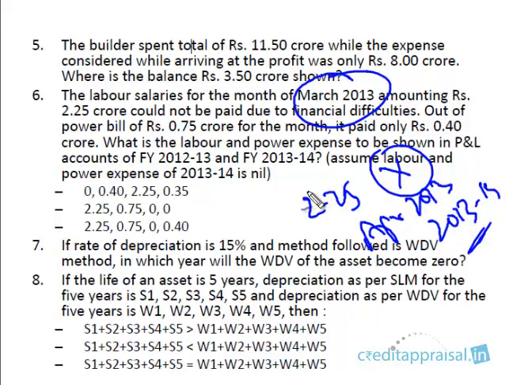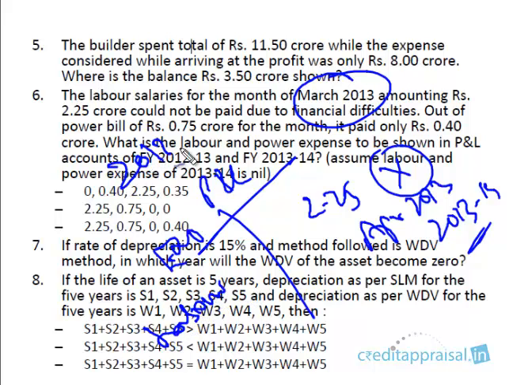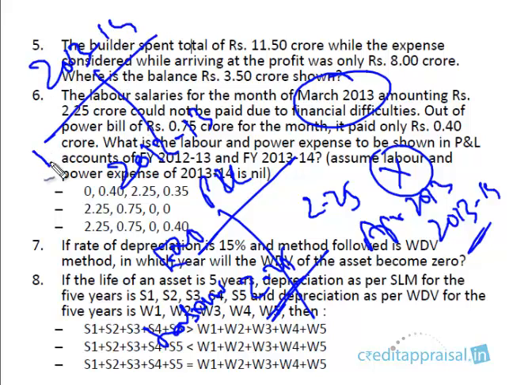be shown in the P&L account under expenses, as labor charges. Should it be appearing in the P&L account of 2012-13, this 2.25 crores, even though we didn't pay, or because we are paying in the next year 2013-14, it should appear in the P&L account of 13-14. So this labor 2.25 crores, should it appear in the financial year 12-13 or 13-14 is the question.